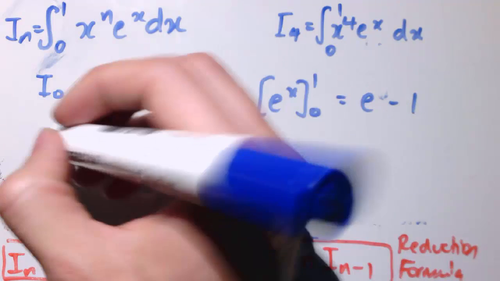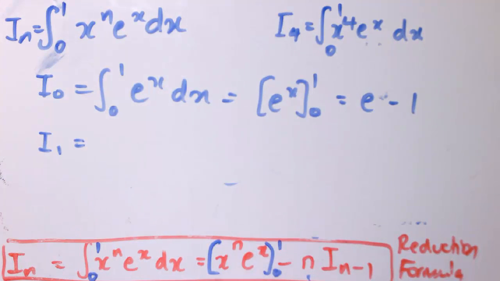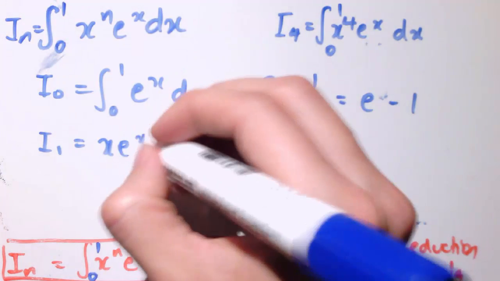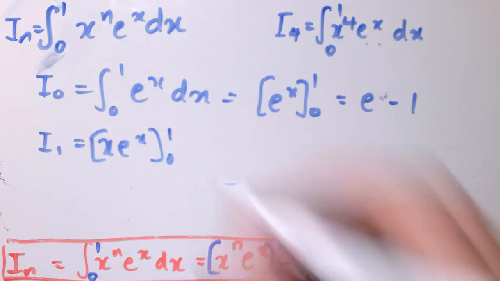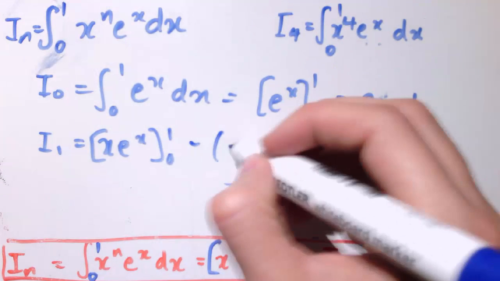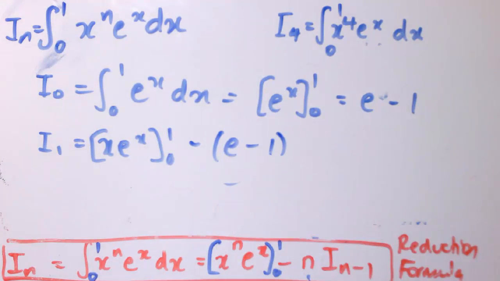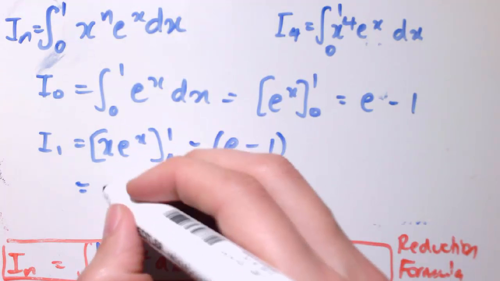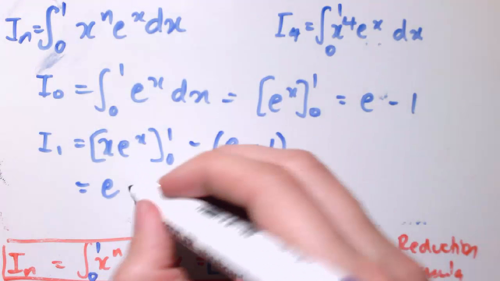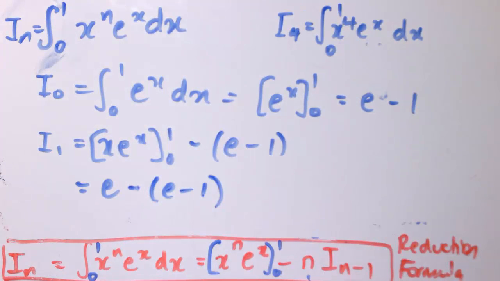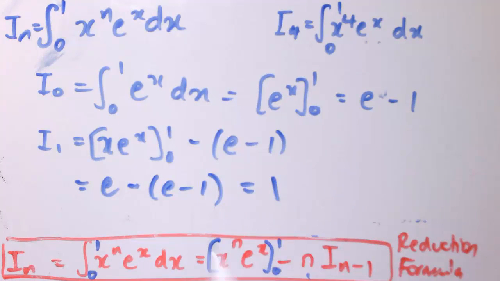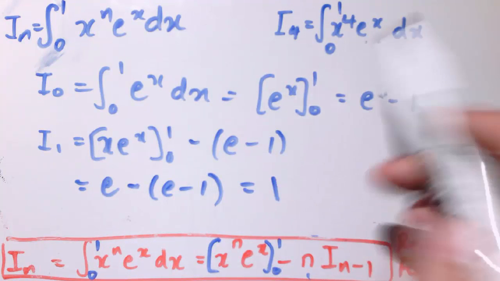And now if I want I1, I just need to do x to the n times e to the x, i.e. x to the 1 times e to the x between 0 and 1, minus 1 times this integral I got before, e minus 1. When these things are just numbers, these numbers can simplify down. So I've now got 1 times e to the 1, which is just e, minus 0, minus e minus 1. So actually for this integral, I1, I just get 1. So that's a nice result. It just says that the integral of x times e to the x between 0 and 1 is 1.